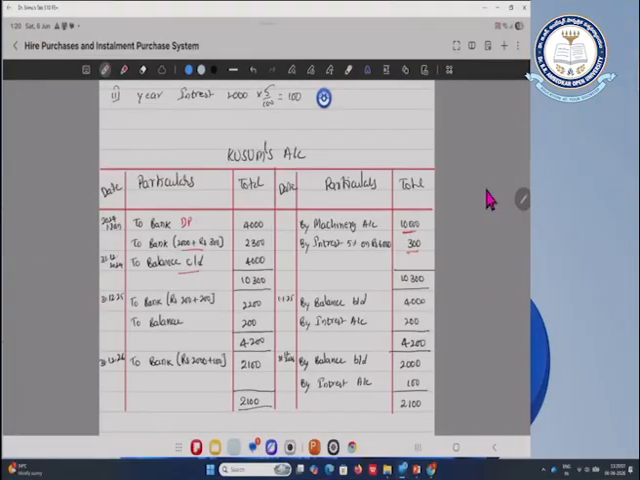So 10,000 is the machine cost. Interest is equal to how much? First year 300, which I calculated here. I explained this in the previous class also. So total cost is 10,300, but at the time of down payment, the down payment is 4,000 and the first installment is 2,300. What is the balance carried down? The balance is 4,000, brought down to the next year.